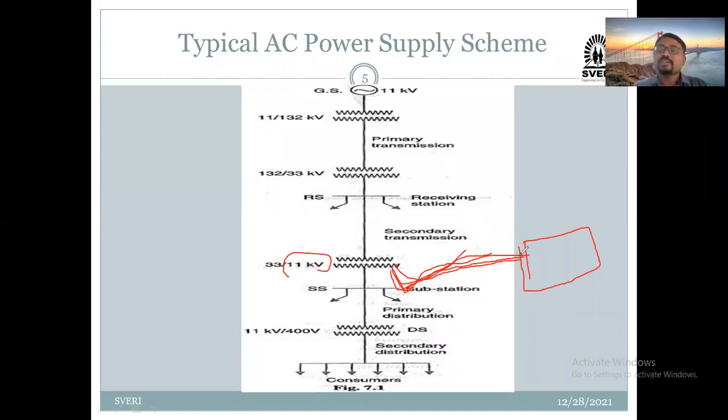Okay, so what will happen whenever there are big consumers who are demanding more electricity, what we are doing, we are giving a direct feeder to that particular premises, so that it will make it easy for them.